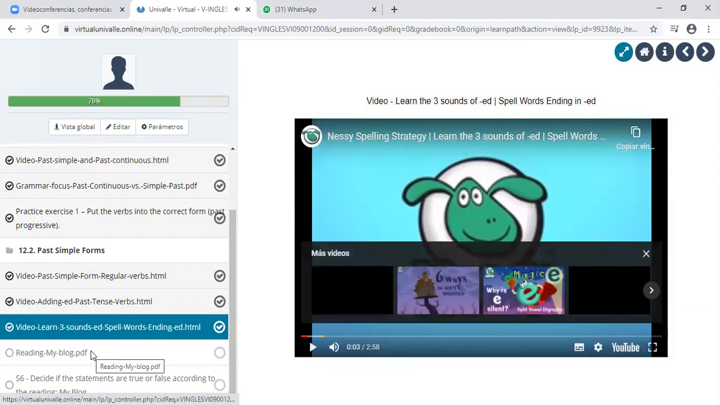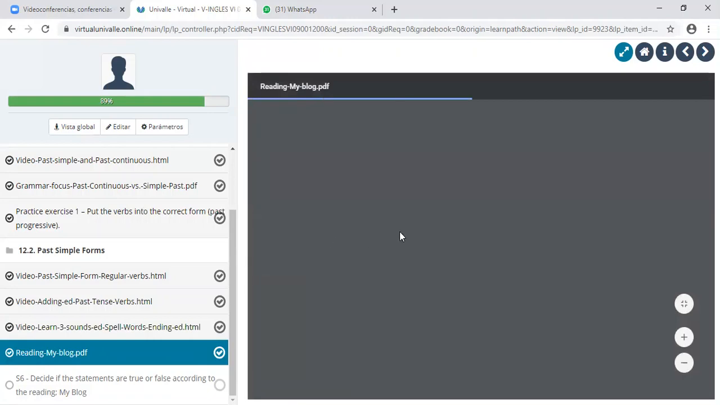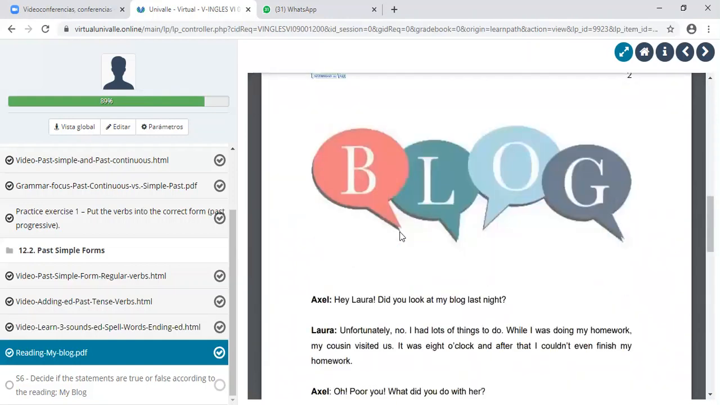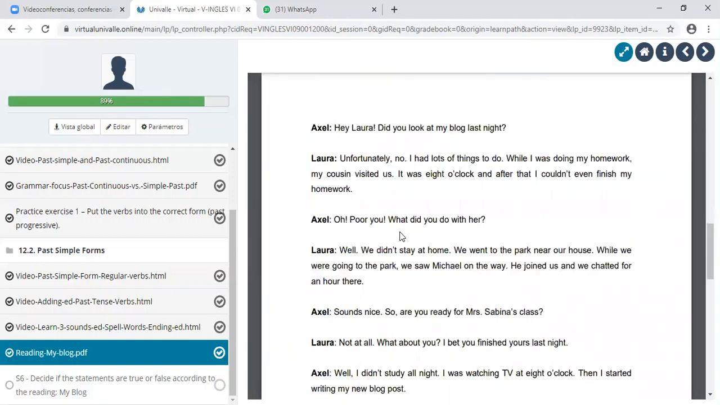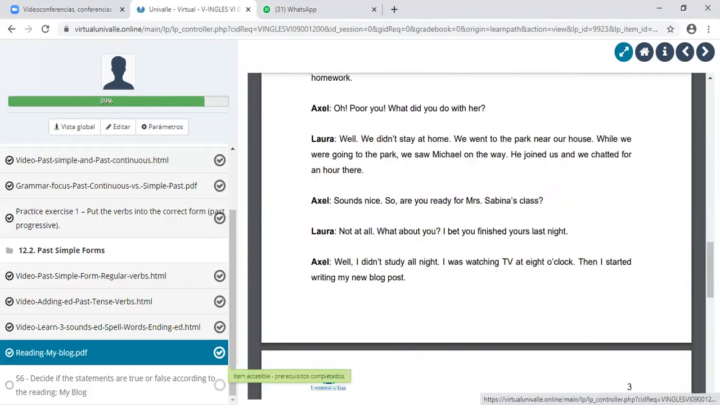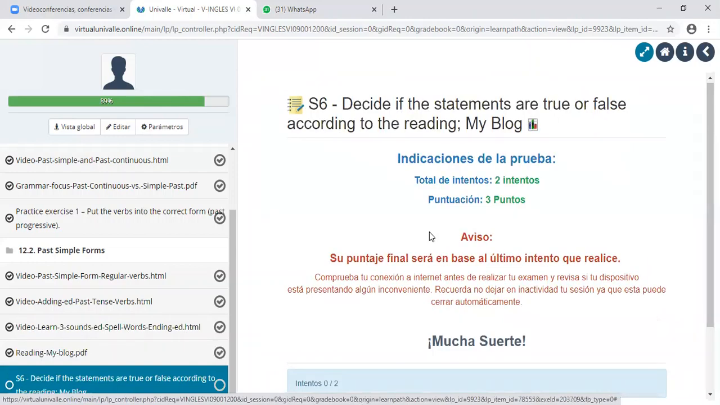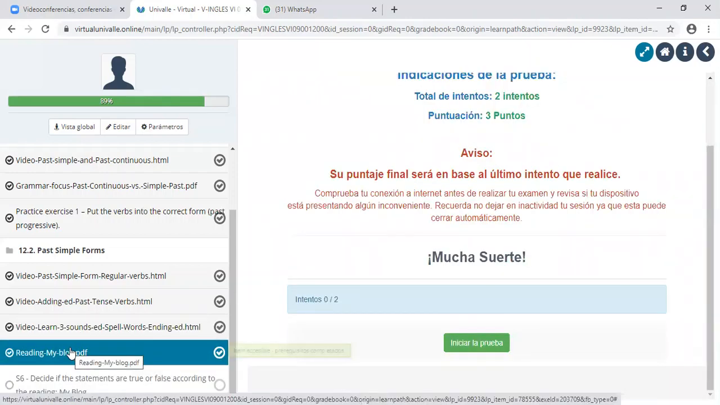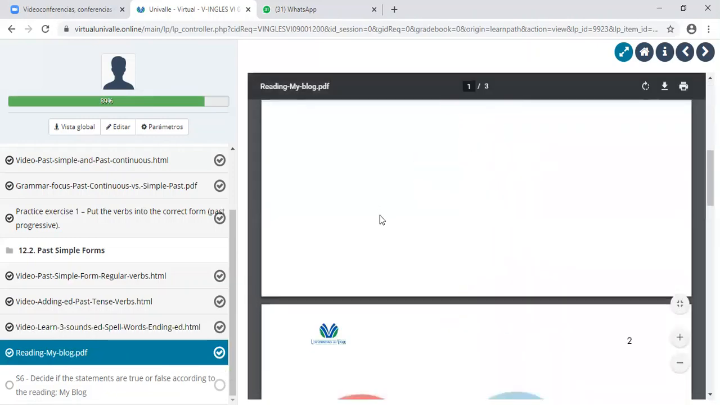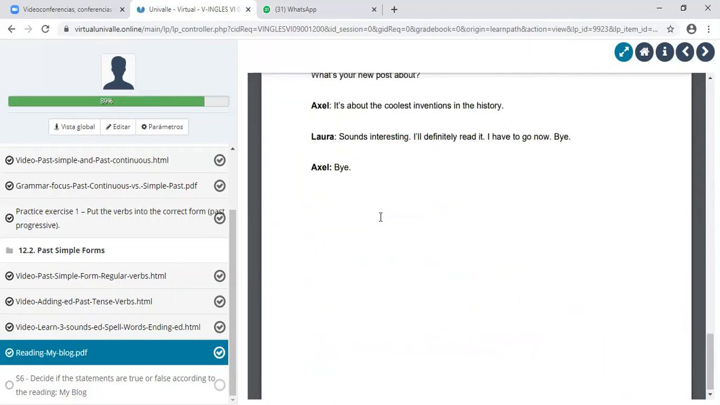And finally, we have a reading, my blog. Okay, so this reading is about a conversation between Laura and Axel. You need to read this article, and then you need to do your exercise, which relates to the reading. So it's very important for you to take time with the reading, because according to the reading you will have your exercise that is going to be evaluated.